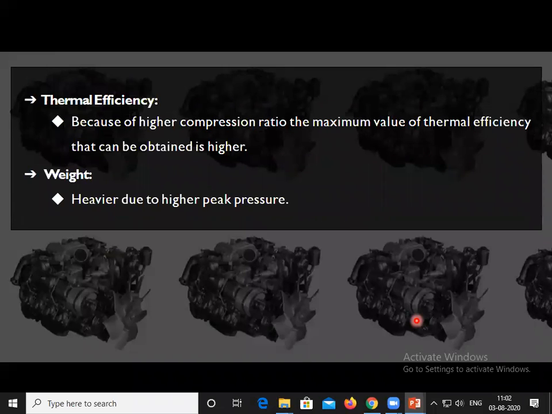Because of the higher compression ratio, the thermal efficiency is going to be high, and as the compression ratio is high, the weight and peak pressures are going to be high here.